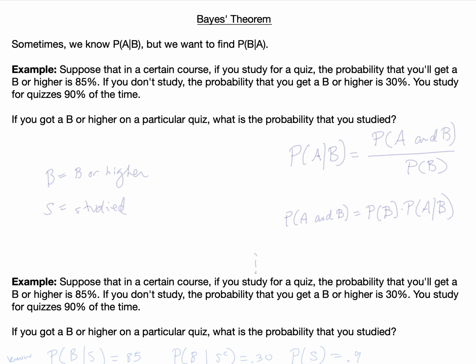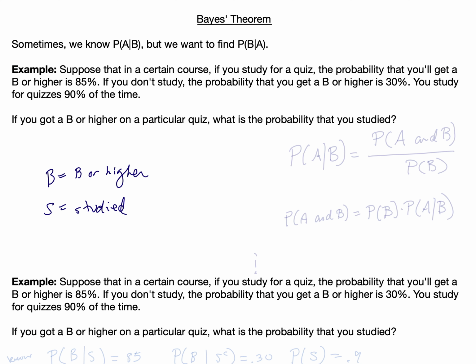Suppose that in a certain course, if you study for a quiz, the probability that you'll get a B or higher is 85%. If you don't study, the probability that you get a B or higher is 30%. And you study for quizzes 90% of the time. So if you got a B or higher on a particular quiz, what is the probability that you studied? To get started, let's let B be the event of a B or higher. Let's let S be the event of you having studied.